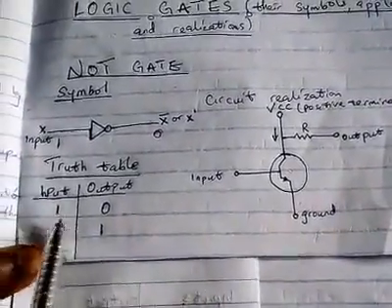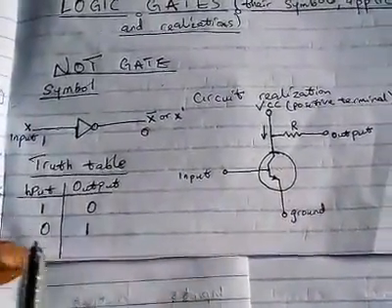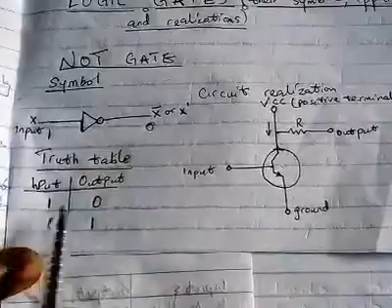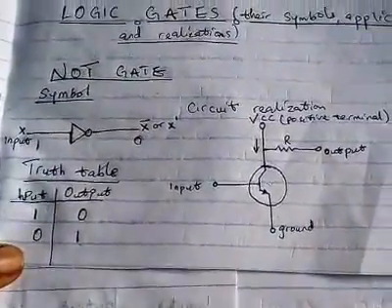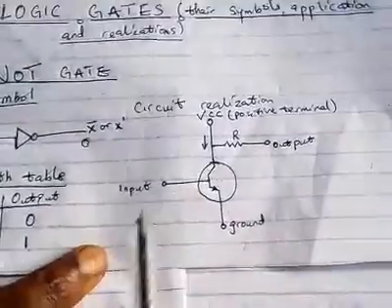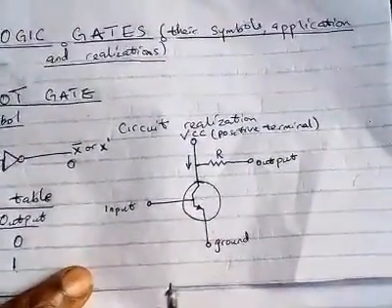Now this is the truth table for the NOT gate. When the input is 1, output is 0. When input is 0, output is 1. As simple as that. Now I feel you are going to get a better understanding from this circuit diagram.